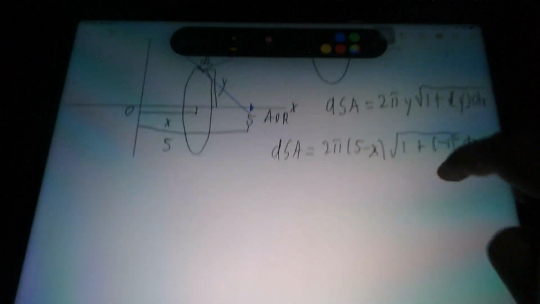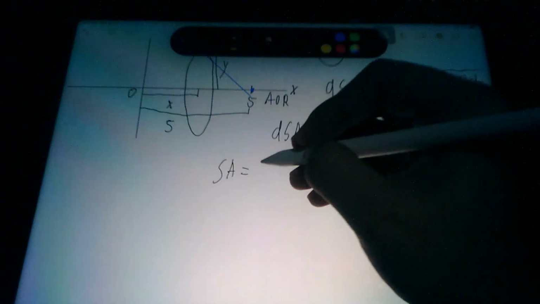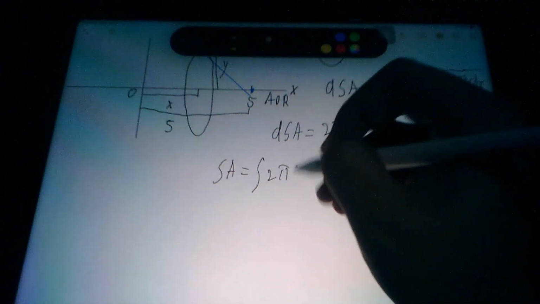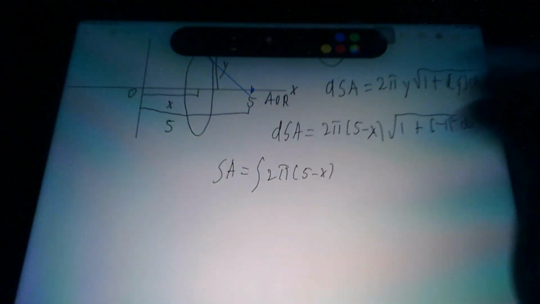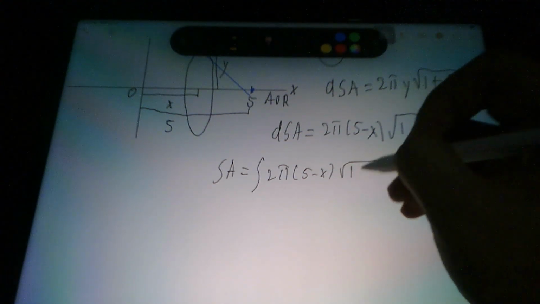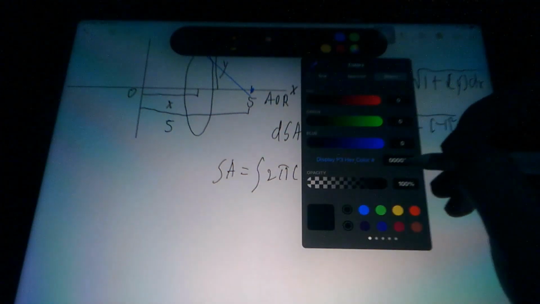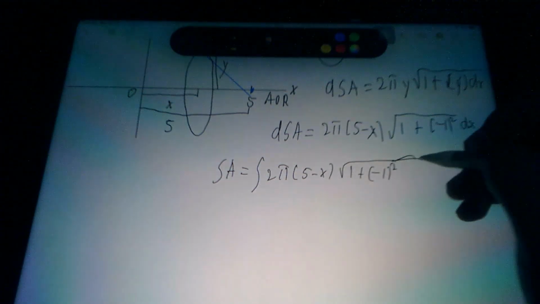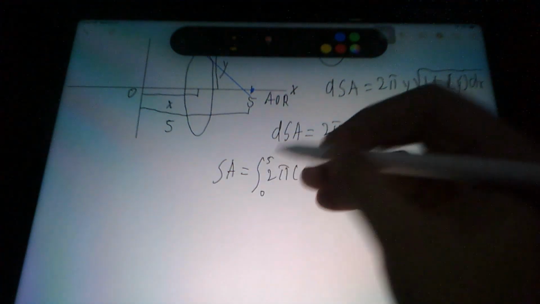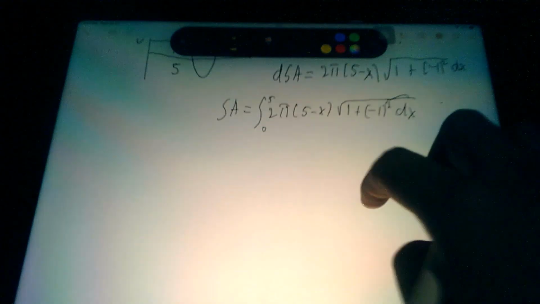Can you see? So the integral for the surface area here is equal to the integral of 2 pi, our y here is 5 minus x, times the square root of 1 plus -1 squared dx, from limits 0 to 5, because the area of rotation is from the x-axis. So let's solve this.